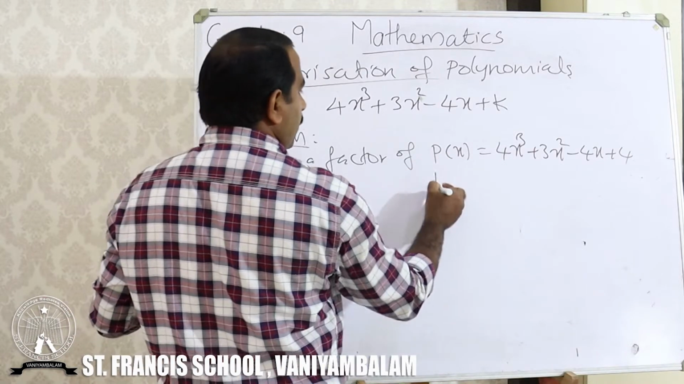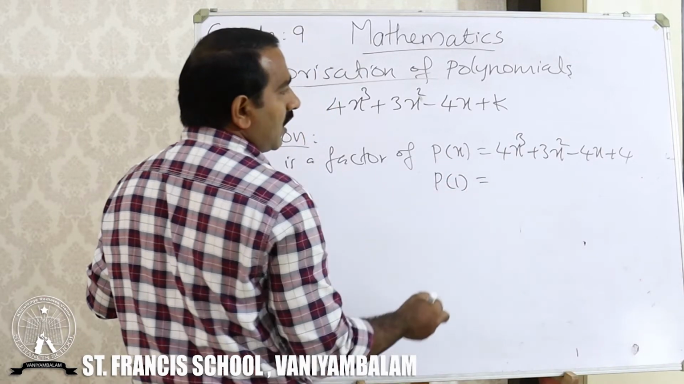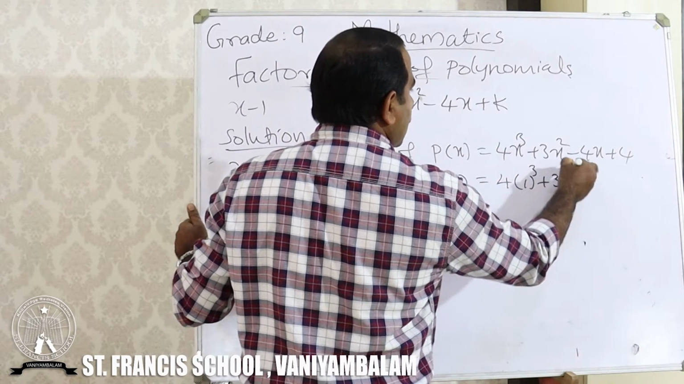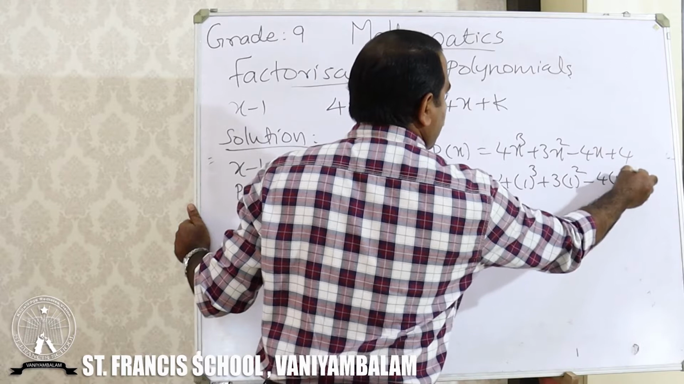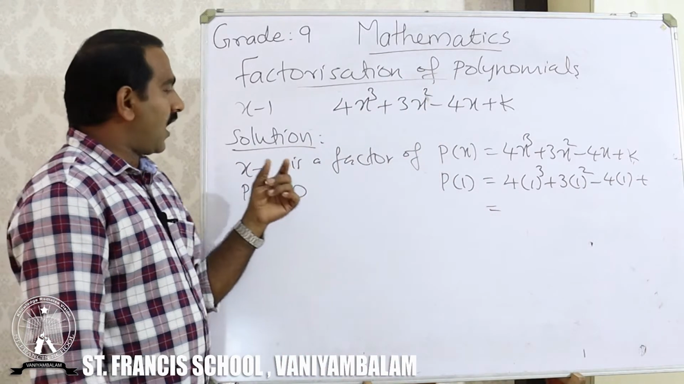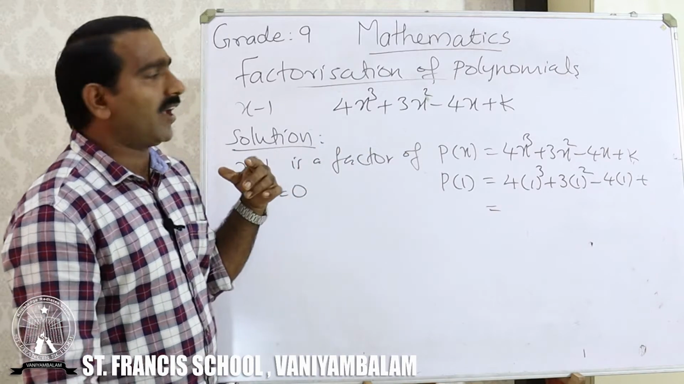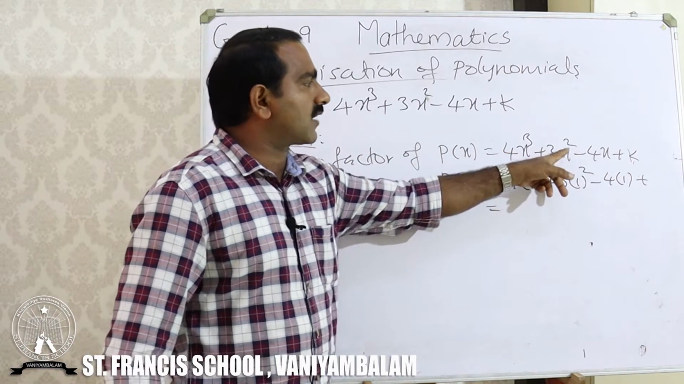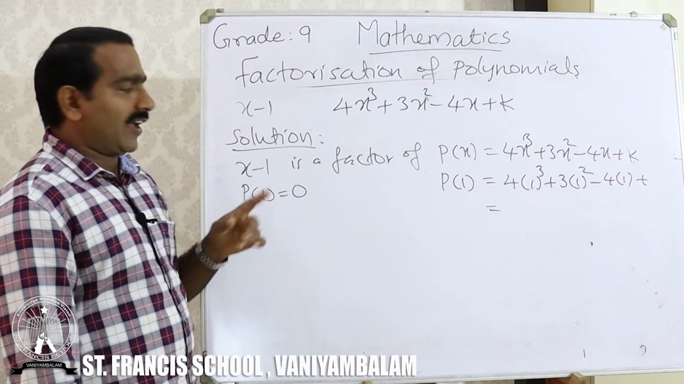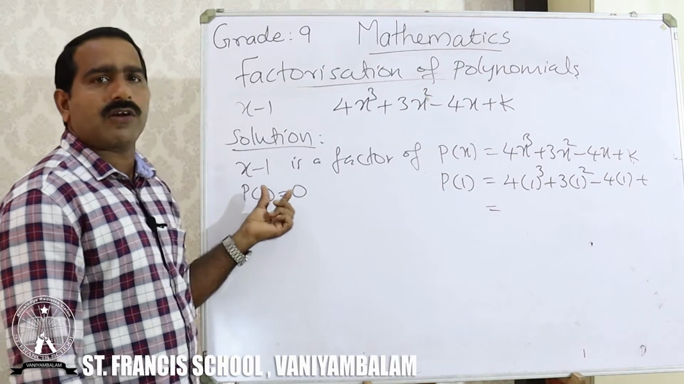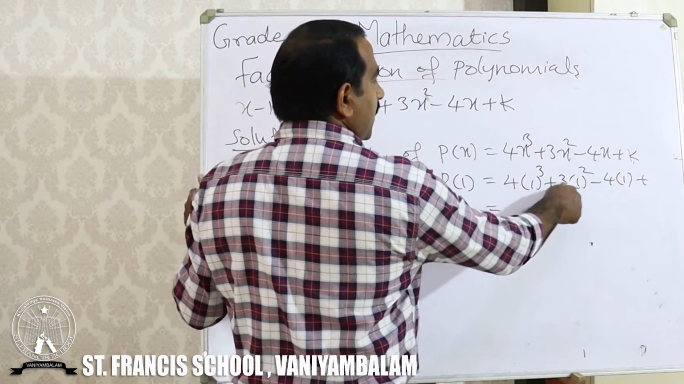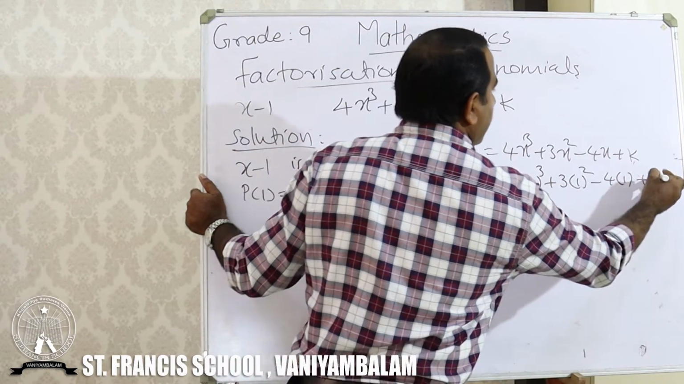So then what is p of 1? Put x equal to 1: 4 into 1 cube plus 3 into 1 square minus 4 into 1 plus k. As x minus 1 is a factor of p of x, we know p of 1 equal to 0. Now p of 1 equal to 4 into 1 cube plus 3 into 1 square minus 4 into 1 plus k.